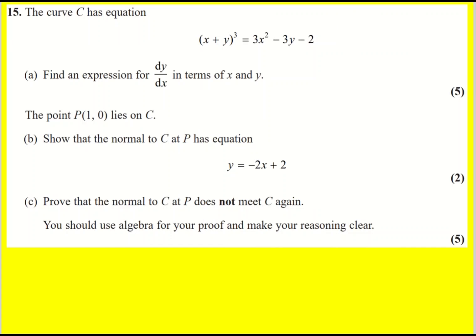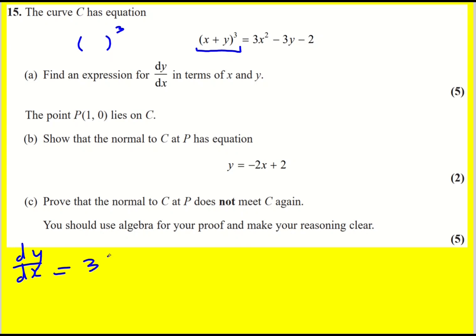Graph C has this equation. We're asked to find an expression for dy by dx. So we need to differentiate implicitly here. And the hardest term is going to be this one. But remember our inside-outside rule, we've got something to the power of 3. So we just deal with that first.